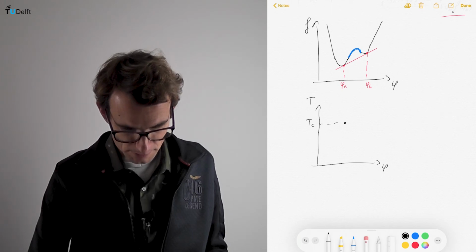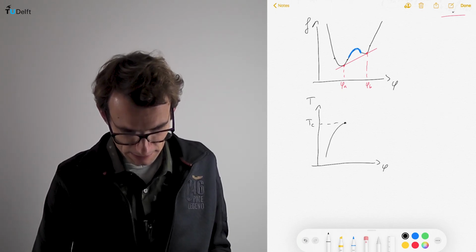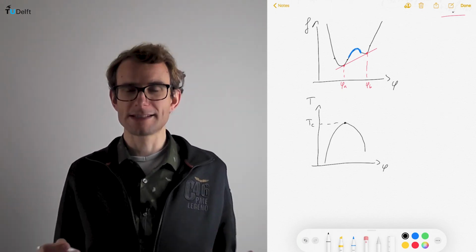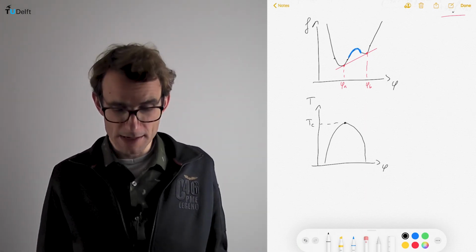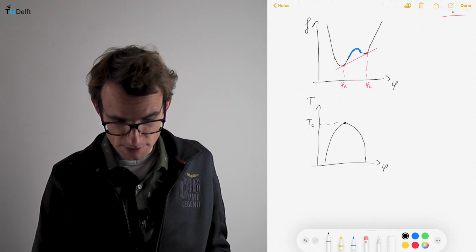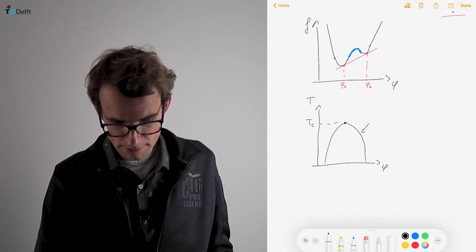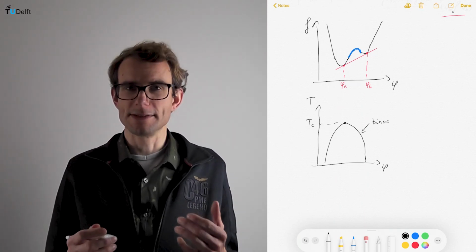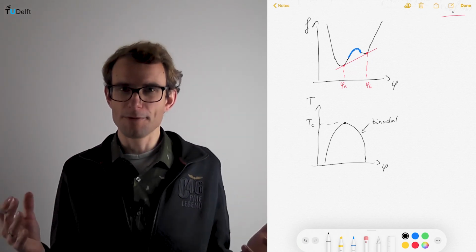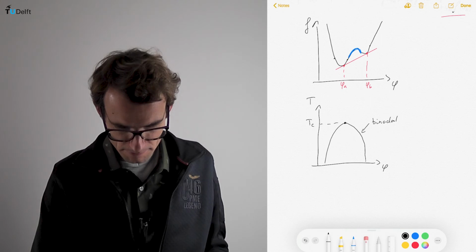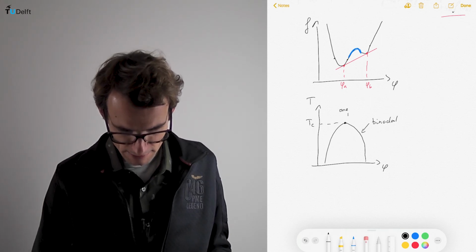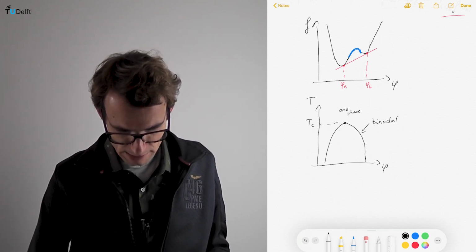And typically what we will get is a line, and if you're inside this region, your system will demix, but not necessarily spontaneously. So this outer line is known as the binodal, separating the region of one phase from the region of two phases. Right? So here we have one phase, and inside the binodal we have two phases.